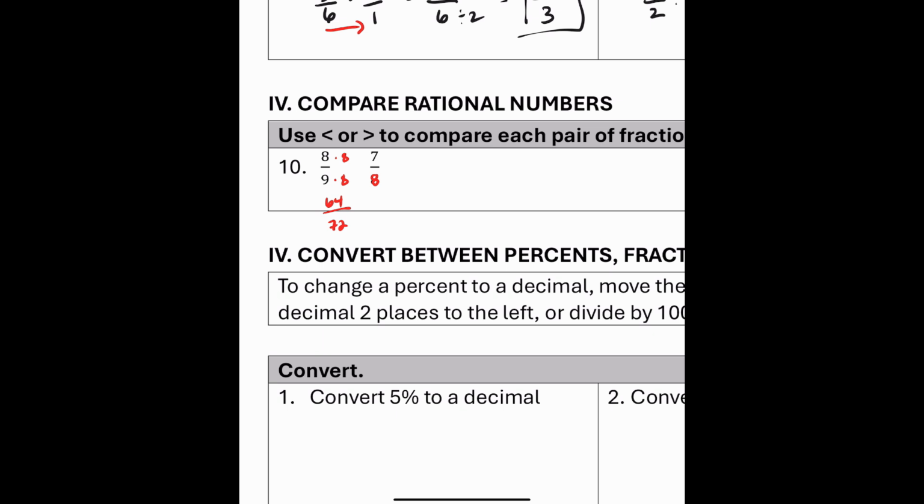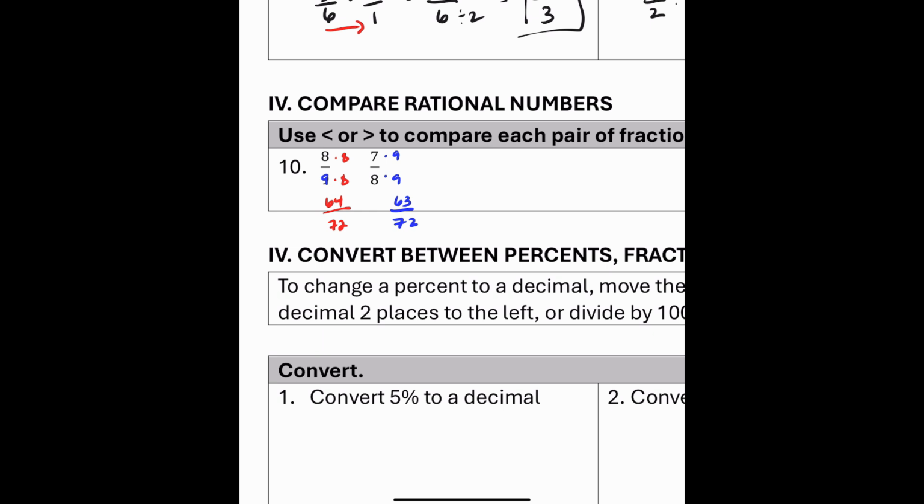Then, for this fraction, let's erase the red that's all over the 8, right? We're going to multiply the top and the bottom by the number in the denominator of the other fraction. So just like what we did before, instead we're going to multiply the bottom and the top by 9. So 8 times 9 and 7 times 9, okay? So 7 times 9 is 63, and 8 times 9 is 72.